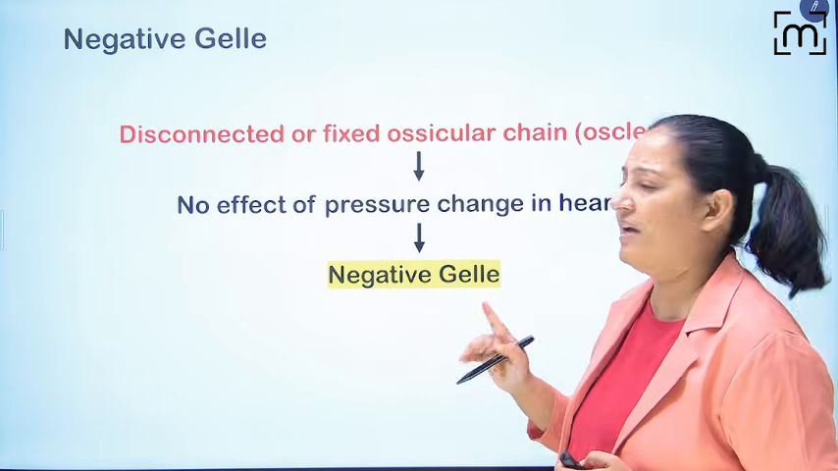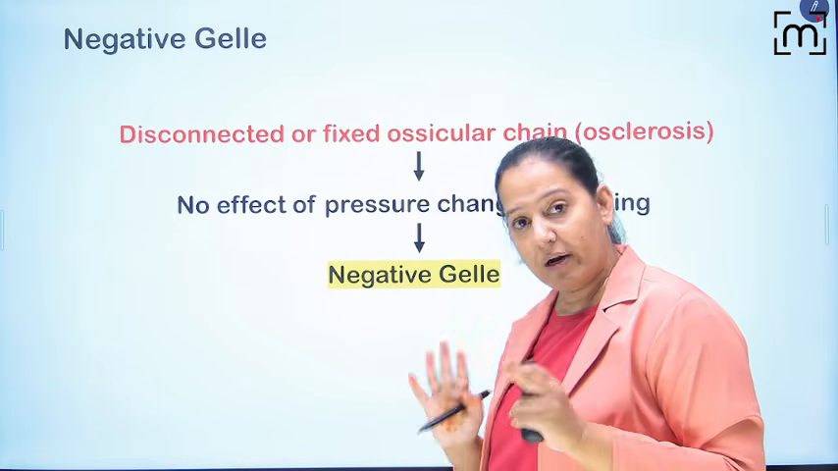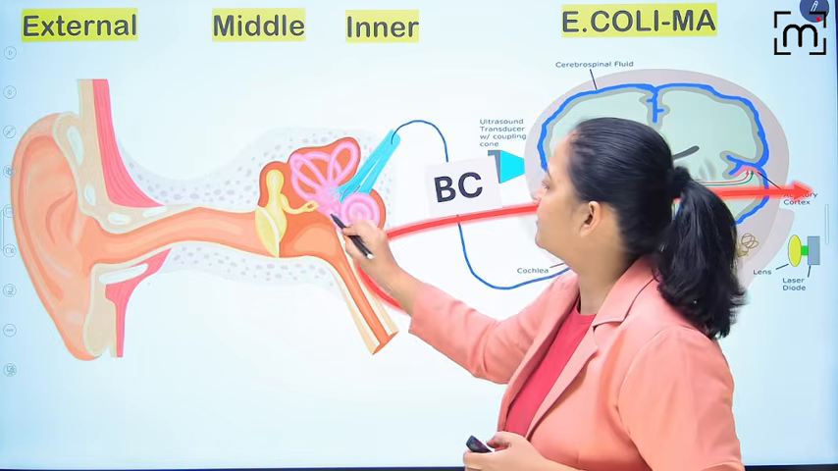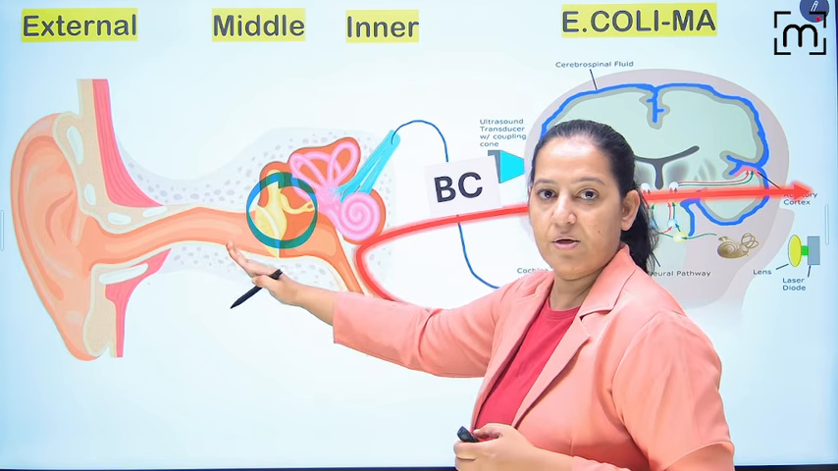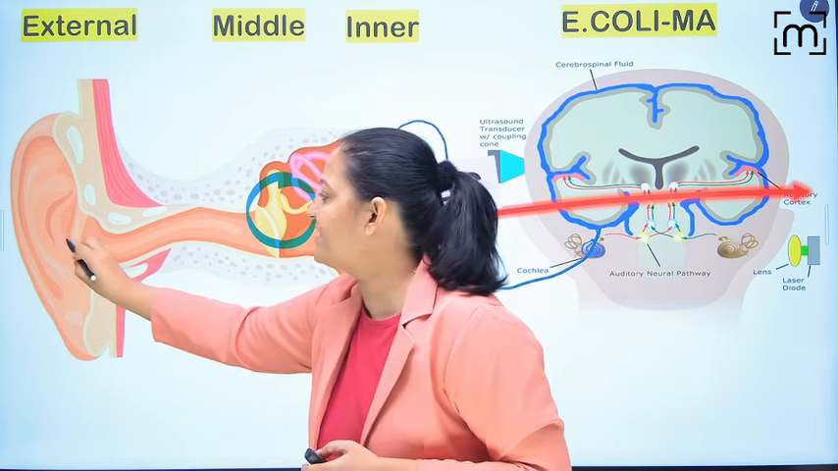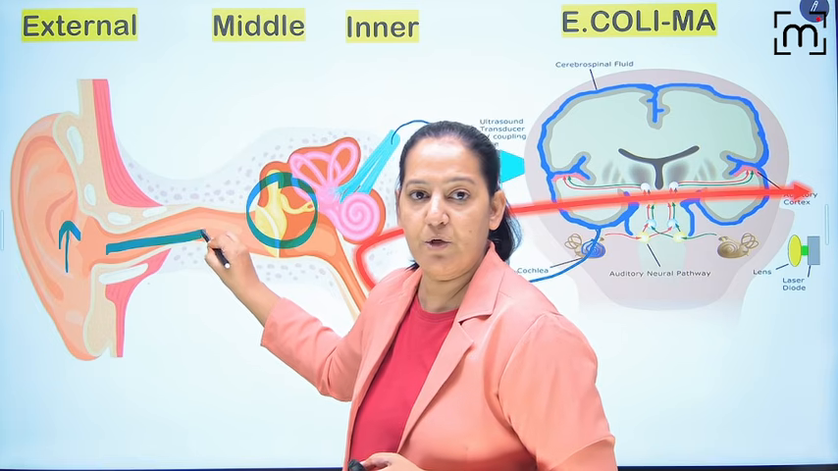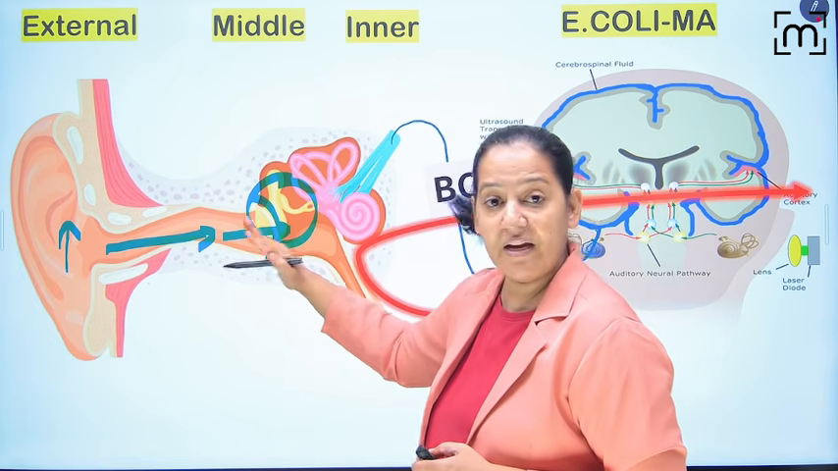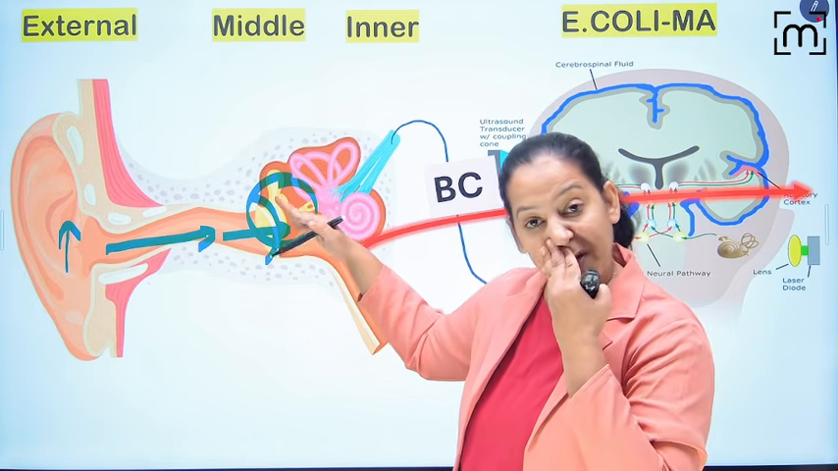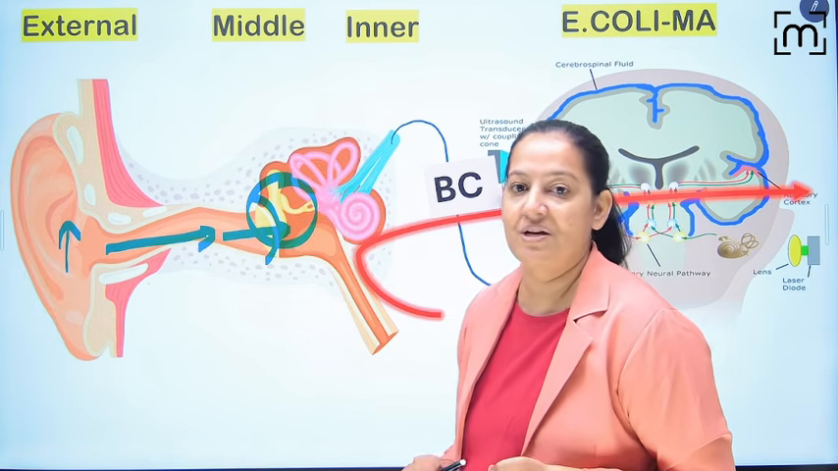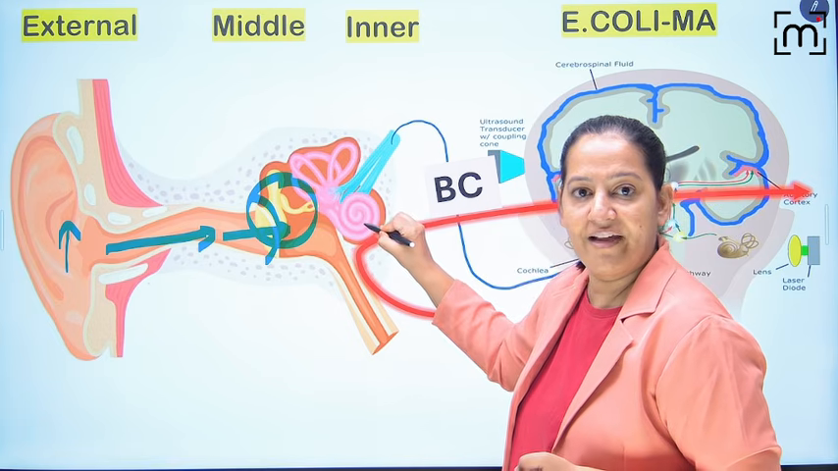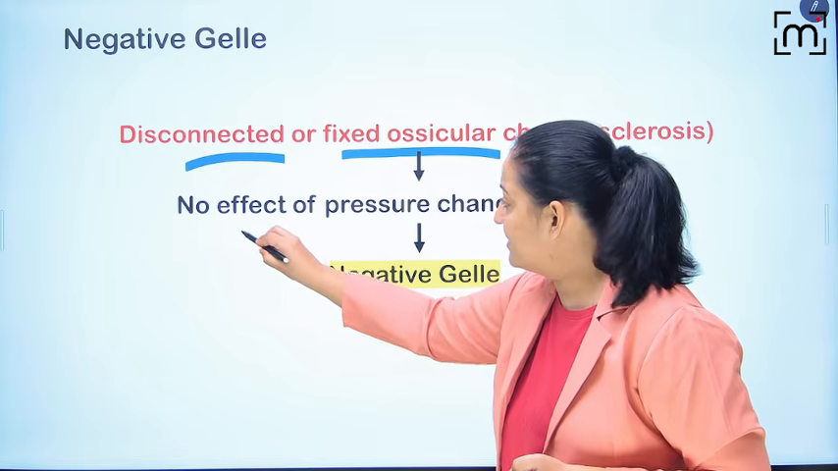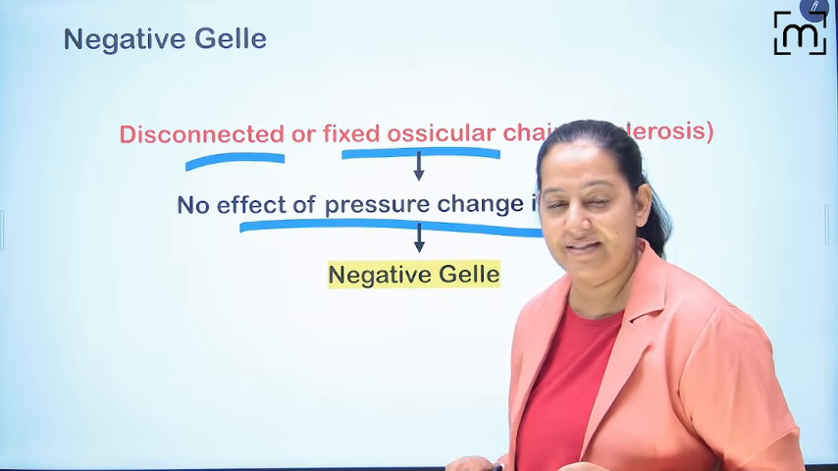But in conductive hearing loss, suppose there is a fixed ossicle or a disconnected ossicle. For example, here the ossicles are disconnected. On increasing pressure, it will transmit to the EAC and push the tympanic membrane. But the tympanic membrane cannot push the ossicles because they are disconnected or fixed. They are not transmitting the pressure to the cochlea, and the cochlea is still sending the signals. So there is no effect on increasing the pressure, and it is Gelle's negative.